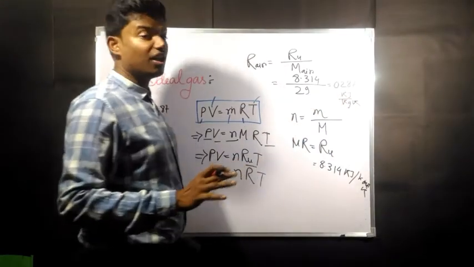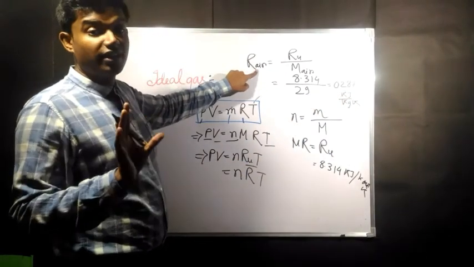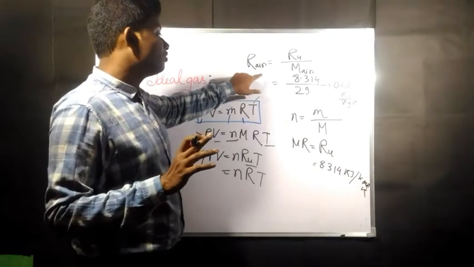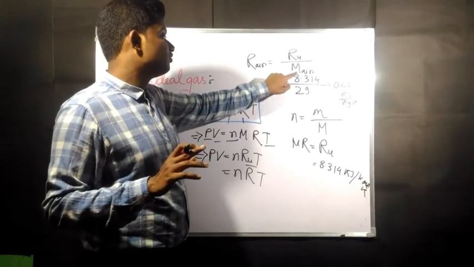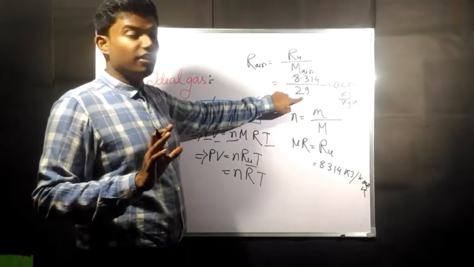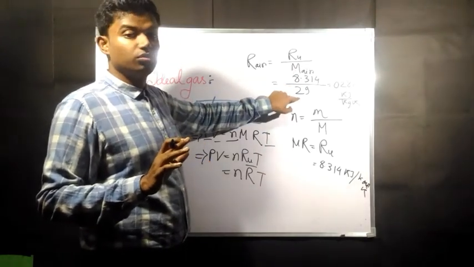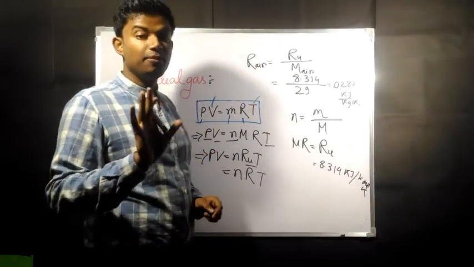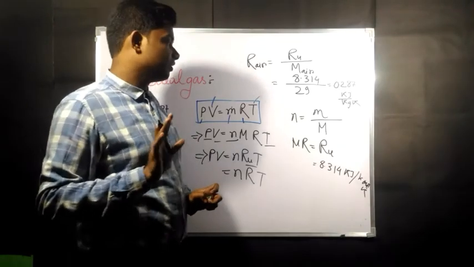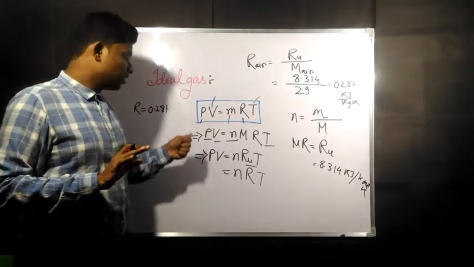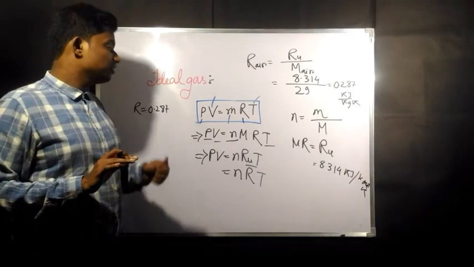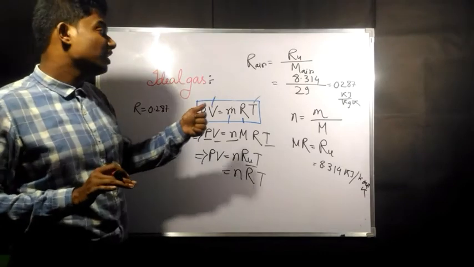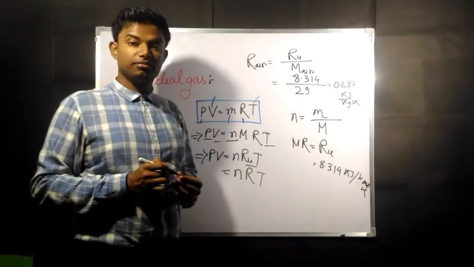Now this is the procedure for how we find the R value for a single gas. For oxygen we can find it, for hydrogen we can find it. For oxygen, in place of M it will come 16, for hydrogen it will come 2. In this way we can find the characteristic gas constant for each and every gas whatever we take. Now I think you have got the difference between PV equals mRT and PV equals nRT, and the difference between R equals 0.287 and R equals 8.314.